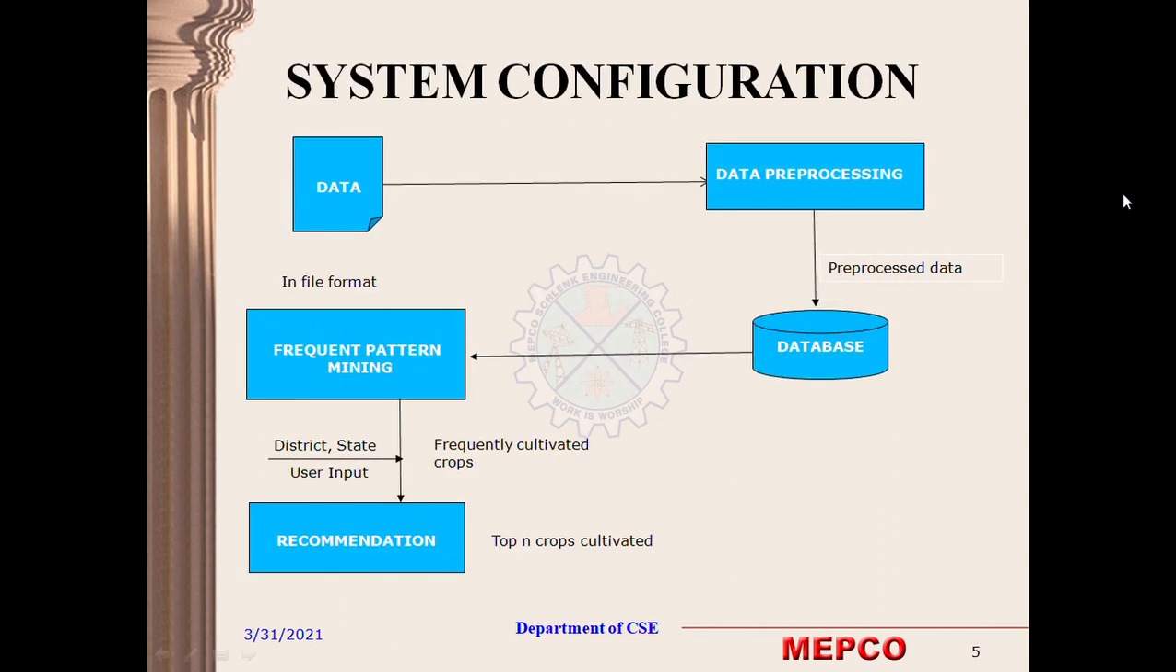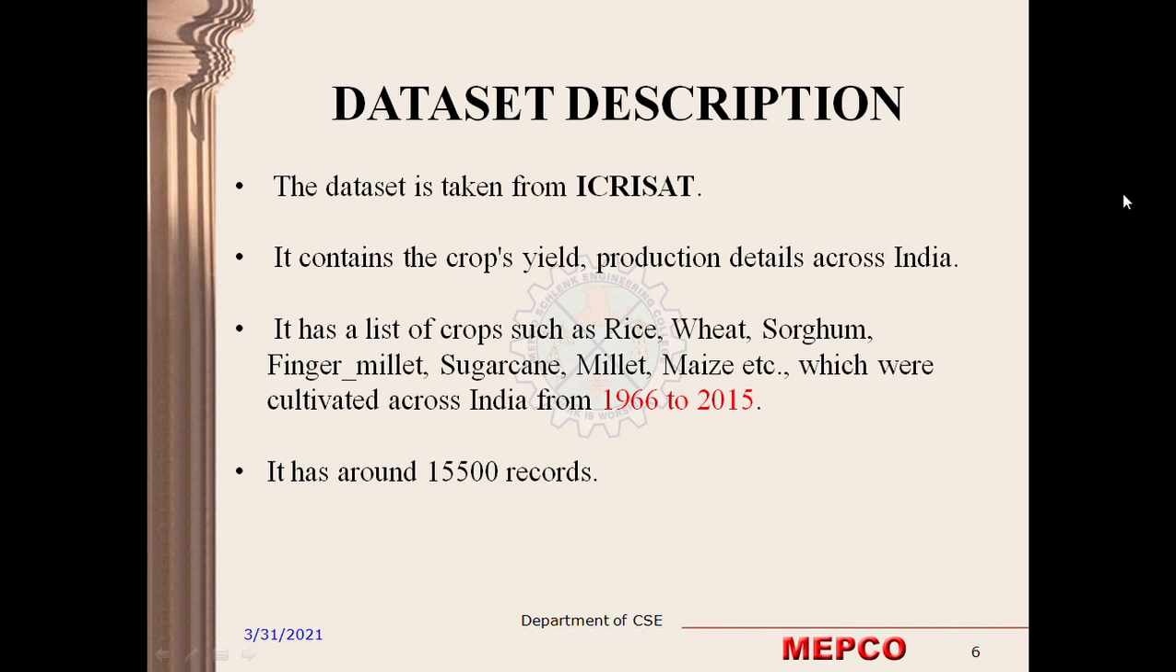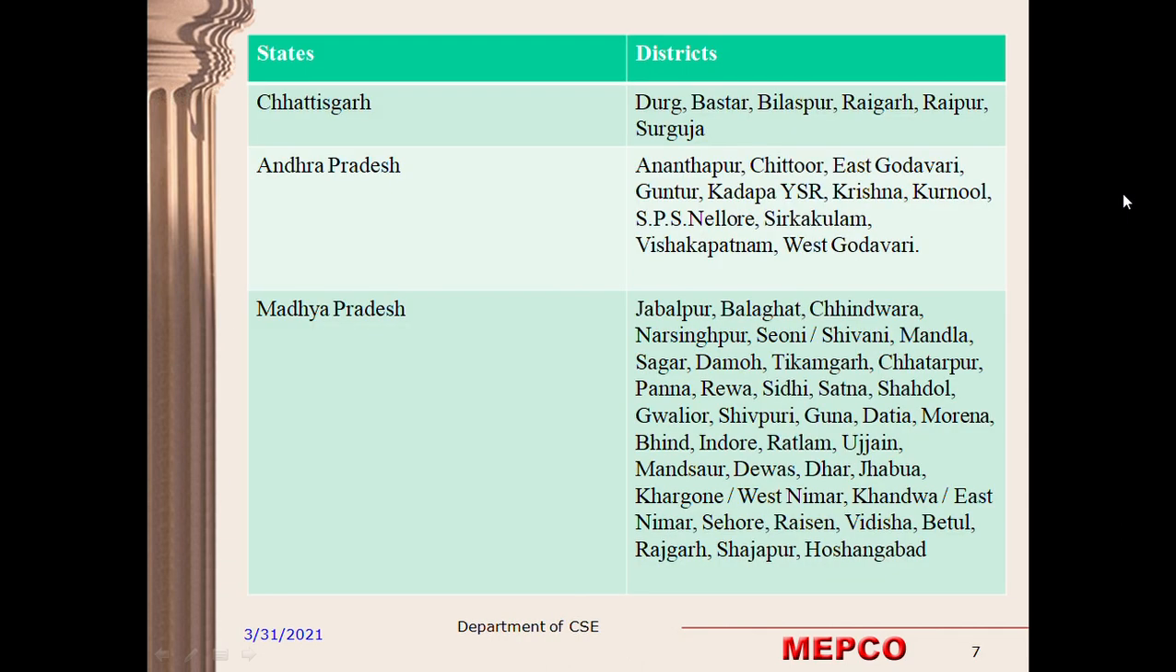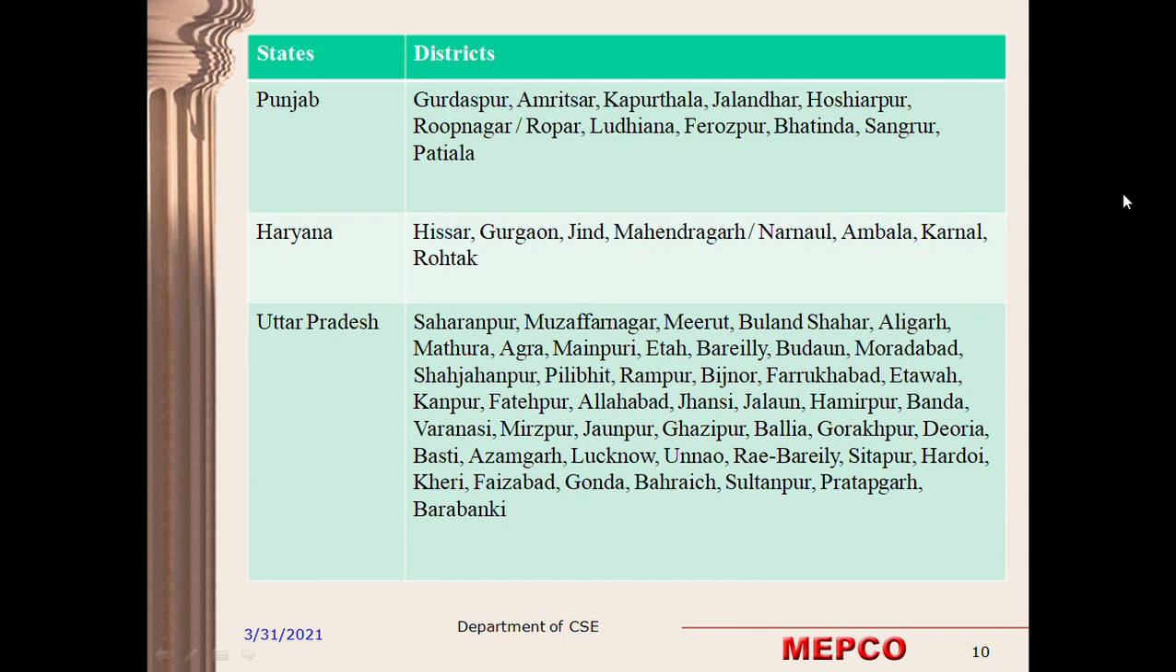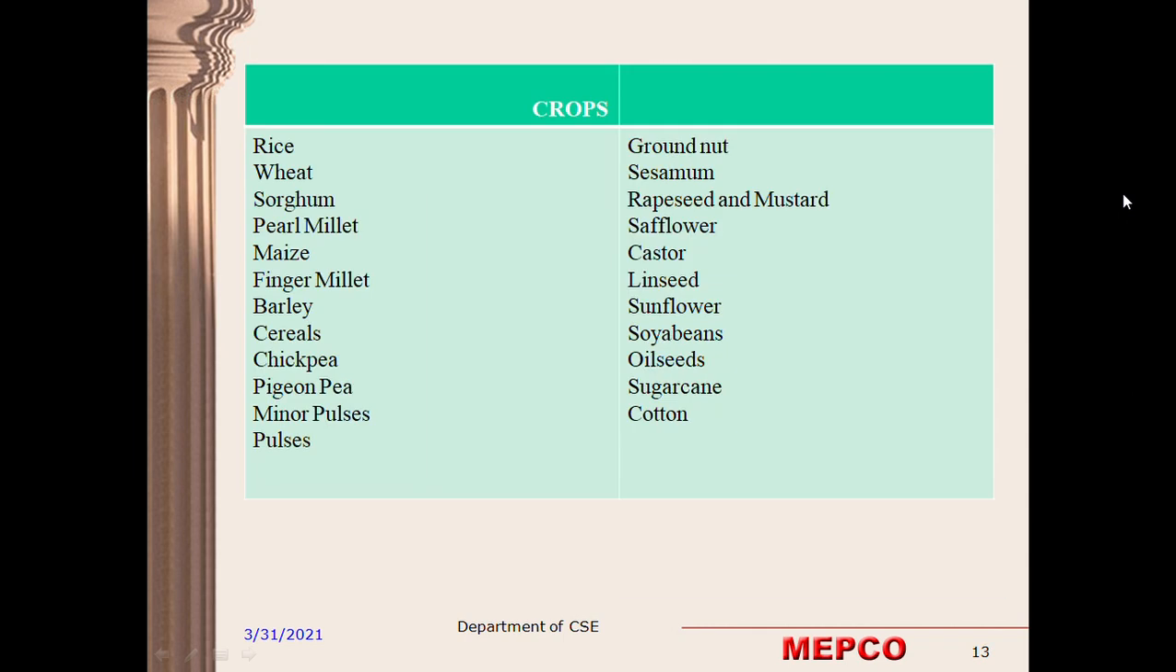This is the system configuration of the farmers recommendation system. The data set is taken from ICRISAT. It contains crop yield production details across India. It has around 15,000 records during the years 1966 to 2015. These are the states and districts in the data set. These are the different types of crops that are included in the data set.